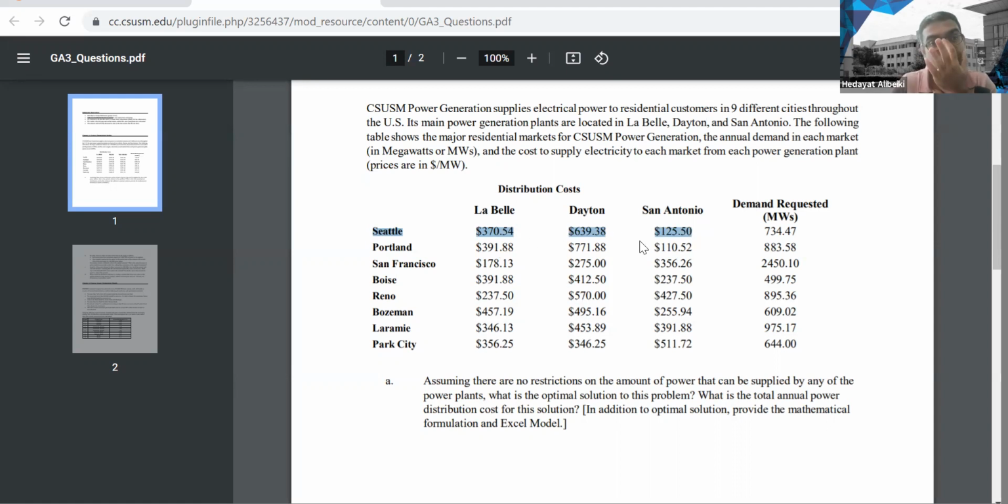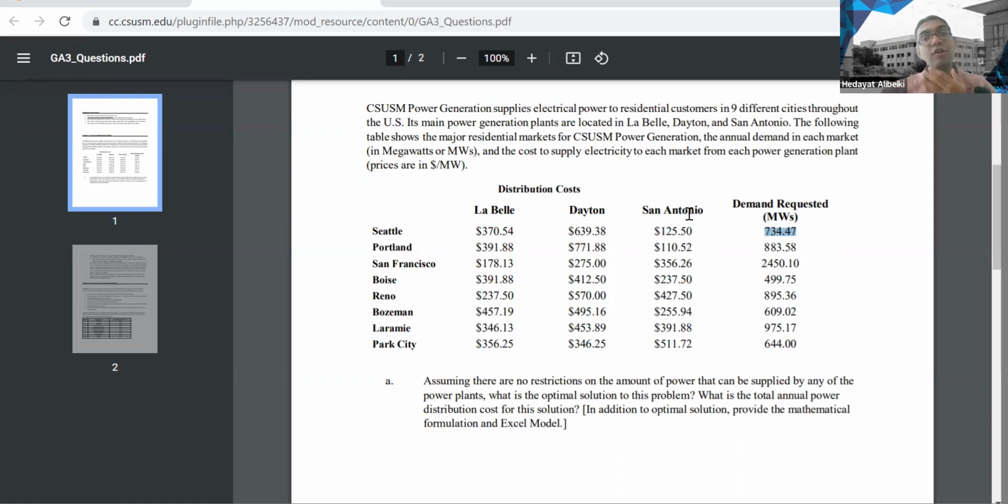But the problem with the way you're approaching the problem is that you're not allowing the demand to be satisfied by more than one city. So let's say this is your demand, the amount that you need to send to Seattle, but you can actually have 100 megawatts supplied by LaBelle, 200 by Dayton, and the rest by San Antonio, right? In practice, the power can come from different sources. They don't have to come from one source.